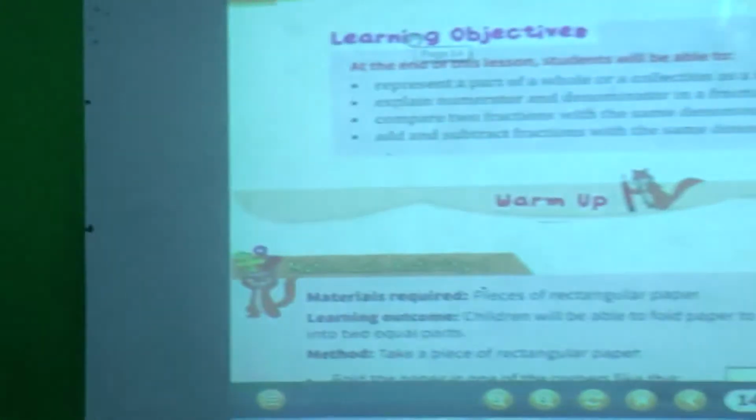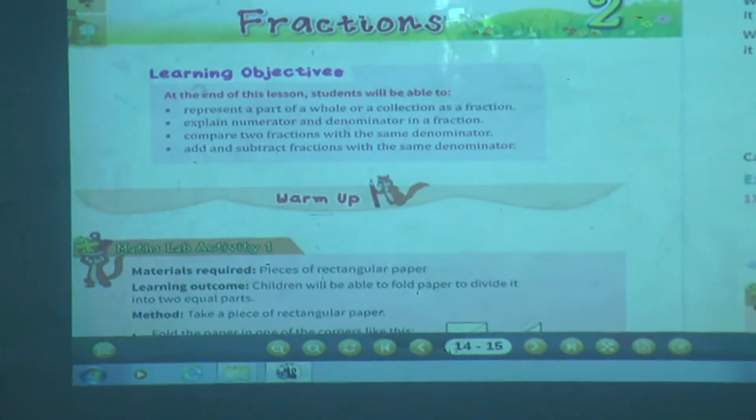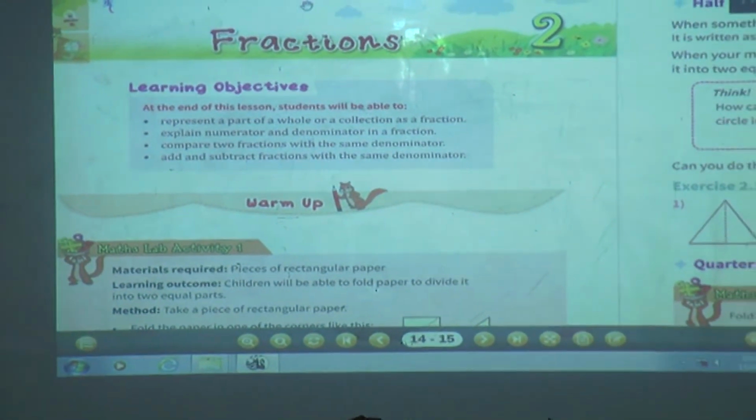Dear students, today we are going to start a new lesson, lesson number 2, fractions. Now open your textbook to page number 14 and keep it in front of you. Now look at the board. Fractions, lesson number 2, fractions.